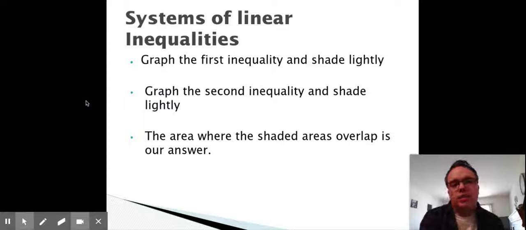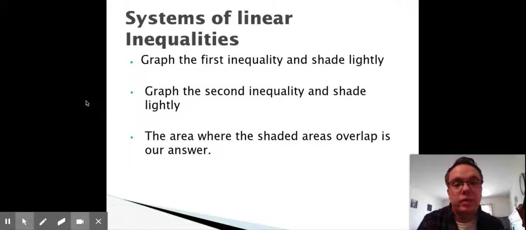I'm going to pause for a second so you can pause the video and write these 3 steps down. So our 3 steps to graphing systems of linear inequalities are to graph the first inequality, and then we're going to shade lightly. And then we're going to graph the second inequality and make sure to shade lightly. And where our shaded areas overlap, we are going to shade in darker because that is going to be the answer, because that's where the points are going to be where they make both inequalities true.